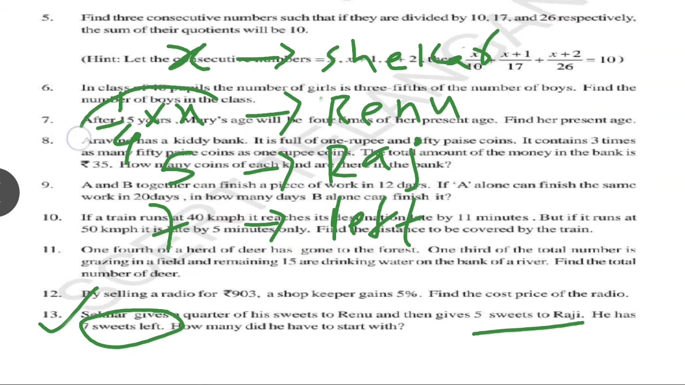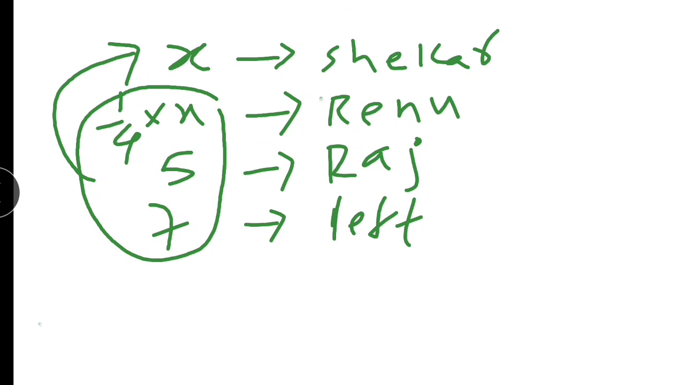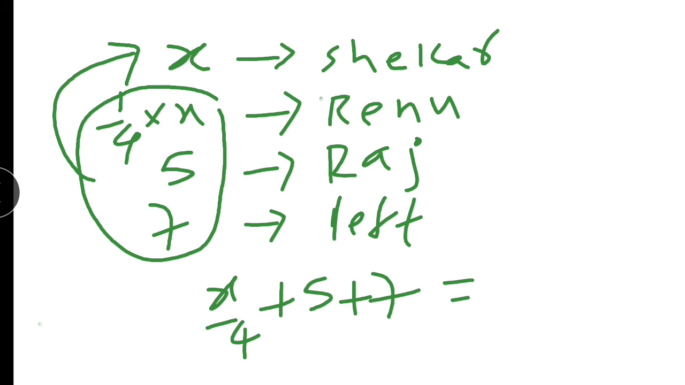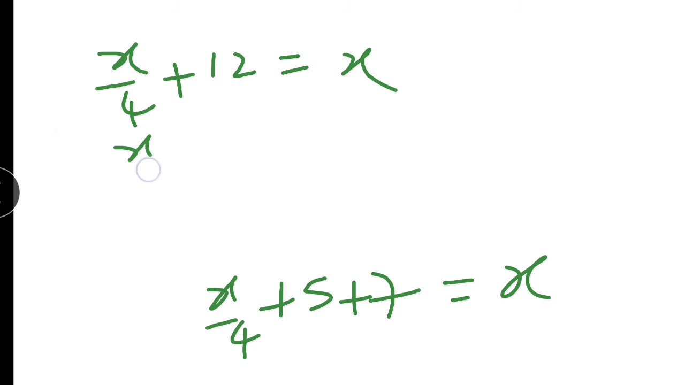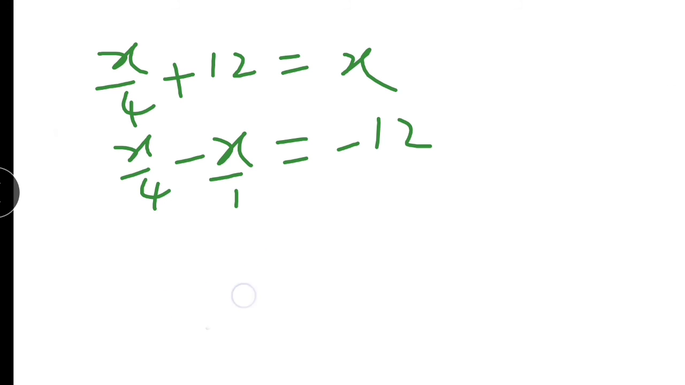Now if you add these 3 types of sweets, it is equal to the total number of sweets, right? So that is why x by 4 plus 5 plus 7 equals the total number of sweets. How many? x sweets. Now x by 4 plus 5 plus 7, how much? 12. So write variables on one side and constants on the other side. Now x can be written as x by 1. So the LCM is 4.